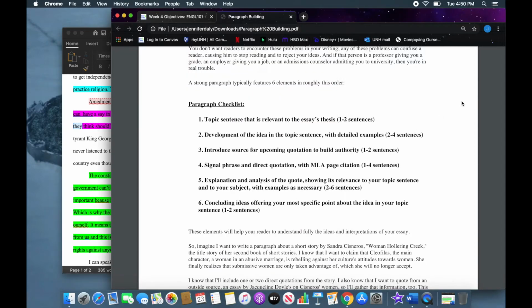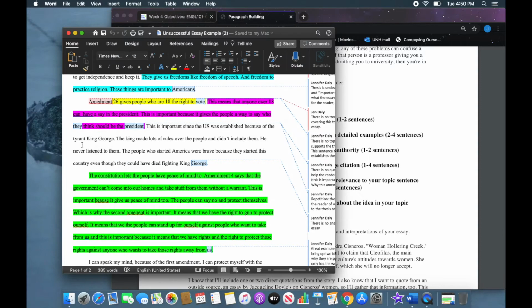Now, remember our paragraph checklist. We need a topic sentence, full development of the idea, quote, example, closing with explanation and analysis of the quote, your ideas, etc. So if we go by the rule that the first 1 to 2 sentences are a topic sentence, Amendment 26 gives people who are 18 the right to vote. It's just making a statement. We don't have a transitionary word to connect it to the thesis, which, by the way, is about freedom of speech and freedom of religion. I have no idea how the right to vote fits in with freedom of speech and freedom to practice religion, okay?